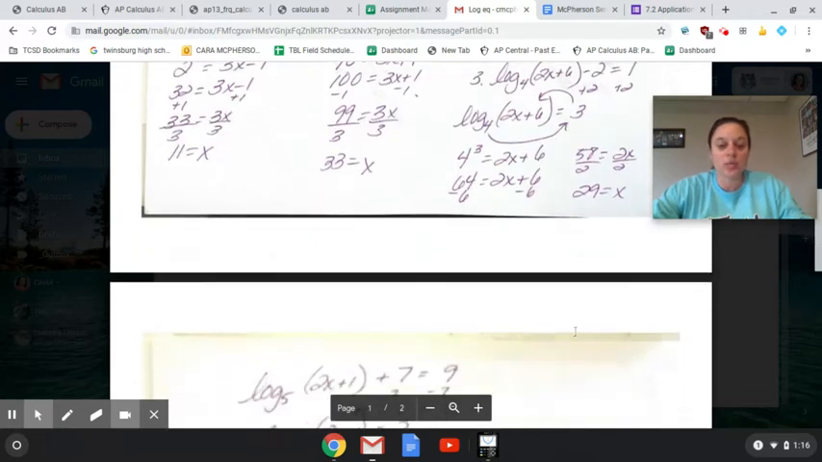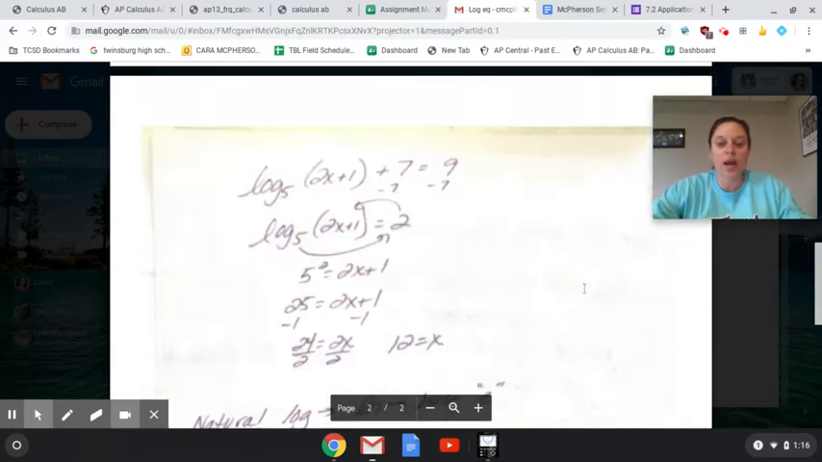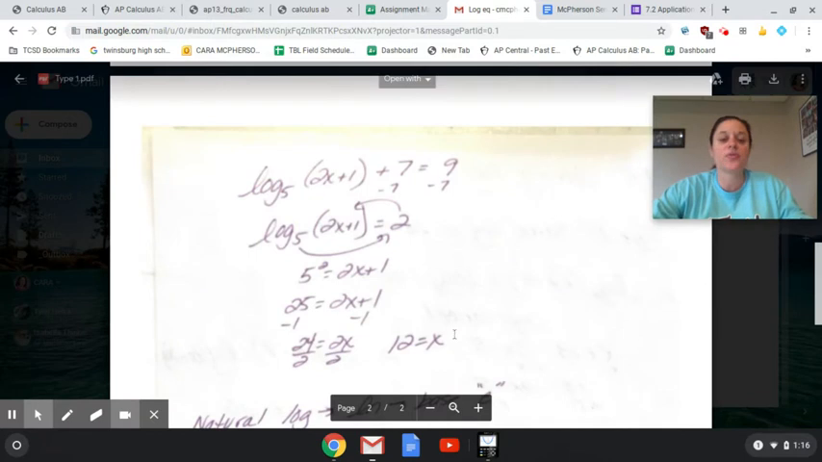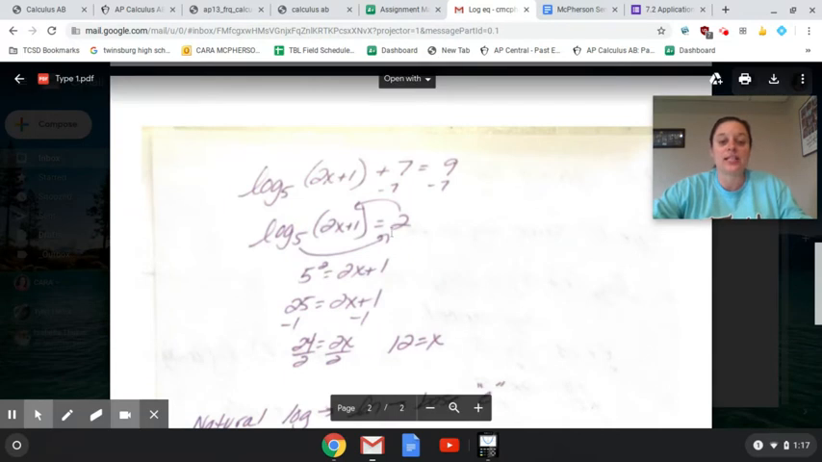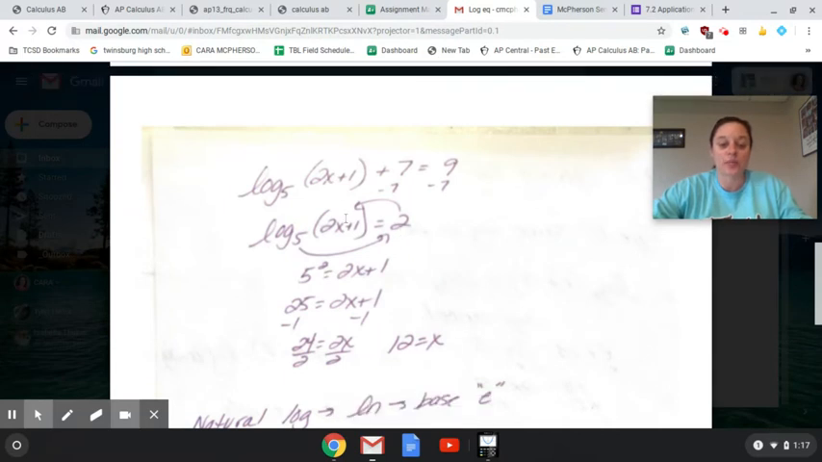I want to show you another one of these, and then I want to show you what happens if it's a natural log. So this is another example of one that was not isolated. So you're going to have to get rid of this plus 7 to start. So to get rid of the plus 7, you're going to subtract 7 on both sides. That gives you a 2. Now it's isolated. So you're going to do 5 to the second power equals 2x plus 1. So 5 to the second power is 25 equals 2x plus 1. Subtract 1 on both sides to move the plus 1. You get 24, and then divide both sides by 2, you get 12.